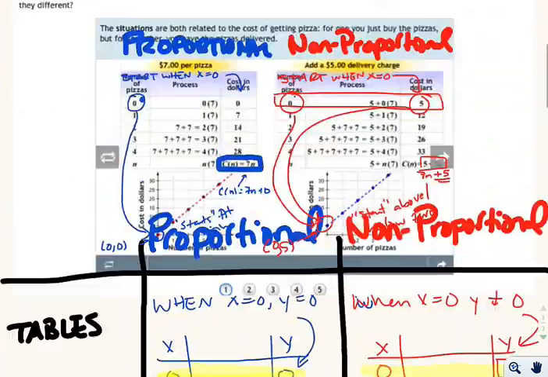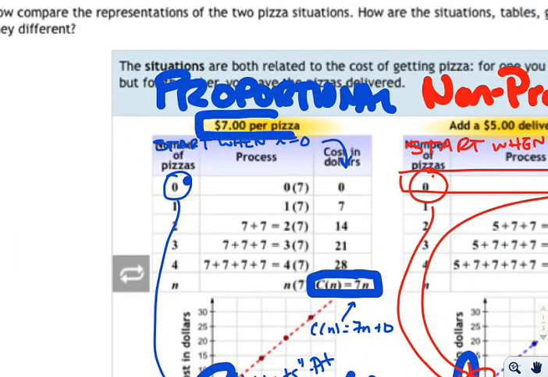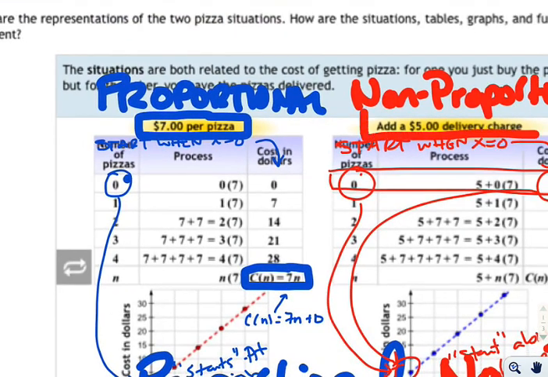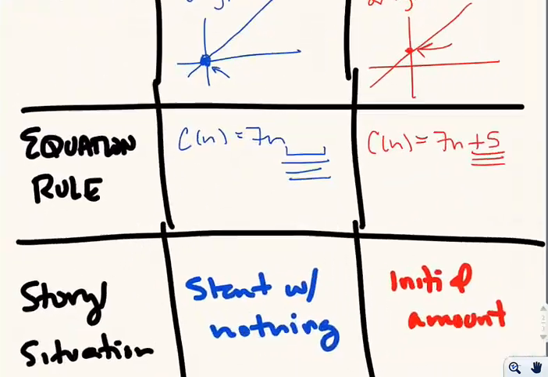So if you look at the situation, over here it was just $7 per pizza. Well, on the right, we started with a $5 delivery charge. So over here, on the blue side, we start with nothing. On the right, we actually start with something. That's how you can tell proportional versus not proportional.